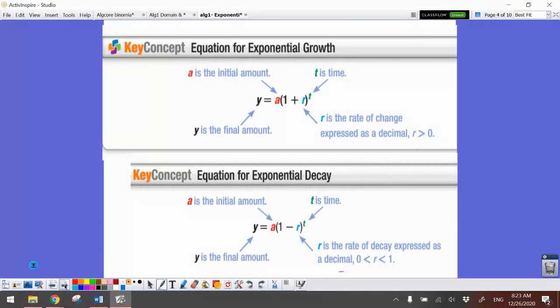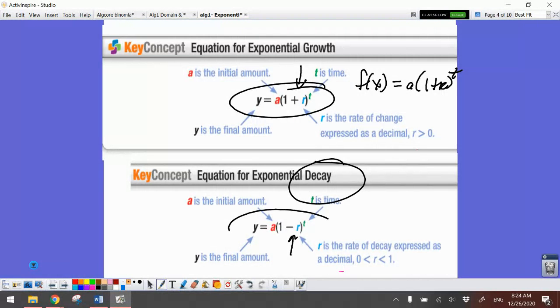Okay, let's take a look at our formulas. So we have y equals or f of x equals, the same thing. Remember, f of x is the same thing. A times (1 plus r) to the t, or we have A times (1 minus r) to the t. So decay, we're going to subtract. Growth, we're going to add. So take a minute, write down these two formulas. Remember, it can be f of x, it's the same thing. And we're going to go ahead and use them in our problems.